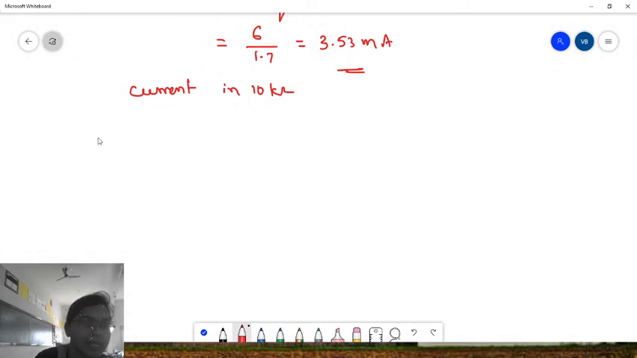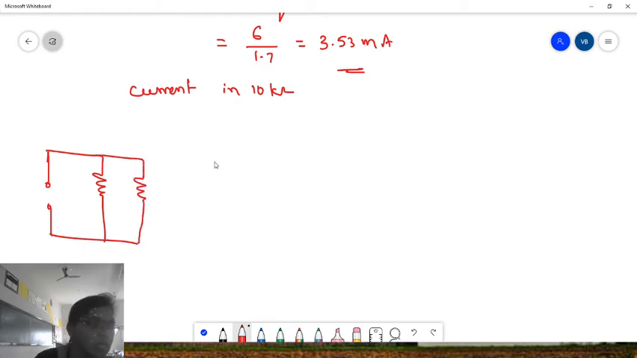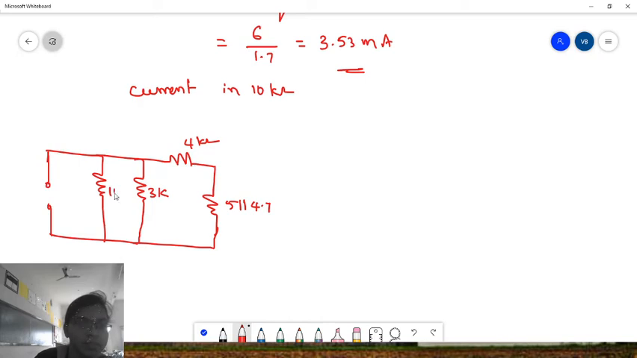In order to calculate the current across the 4.7 kilo ohm, first I'll draw the circuit. So here I am going to draw the 10 kilo ohm and then 3 kilo ohm and then 4 kilo ohm, and here this is a parallel resistor, that is 5 is parallel to 4.7. So here 4 kilo ohms and here 3K, and this is 10K, and this is A and B terminal.